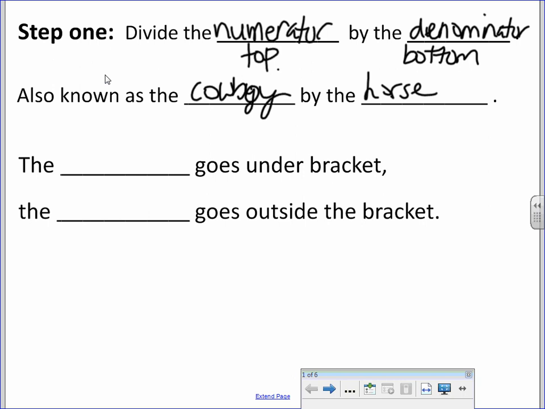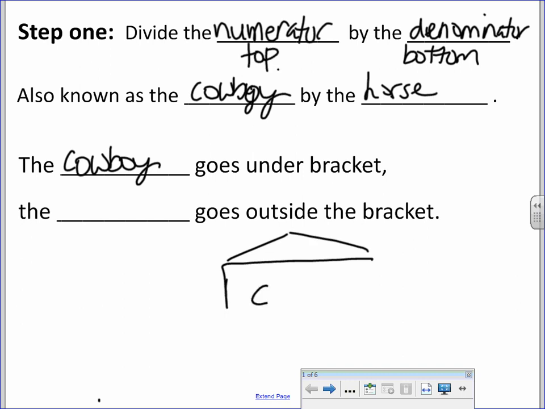So when you divide, you have your division bracket. Your cowboy is going to go under the bracket, because if you think of this as a house, you want your cowboy to go inside the house, or under the bracket, and you want the horse to stay outside so that it doesn't poop on the floor. Okay, so let's look at numbers when this is the case.